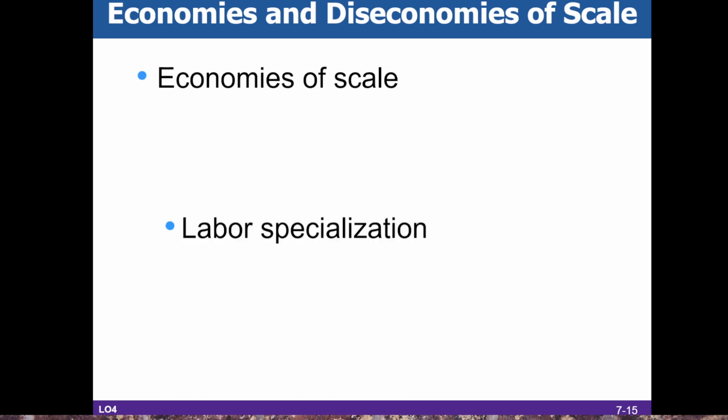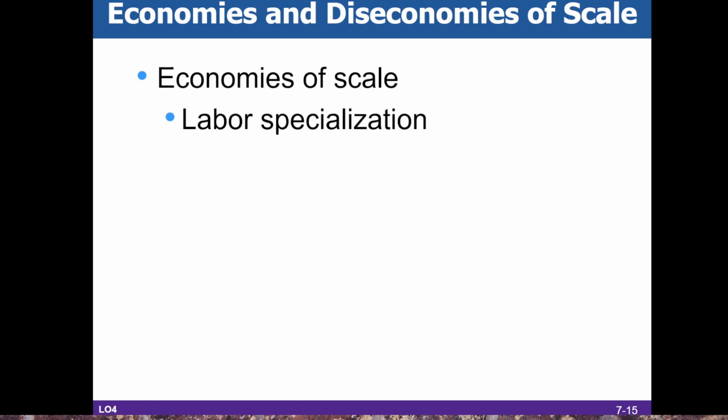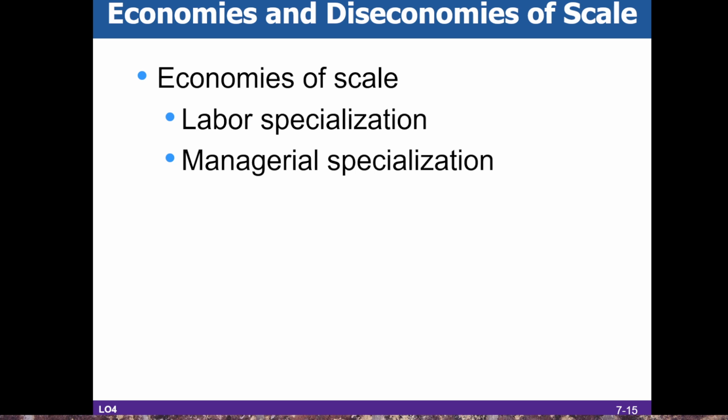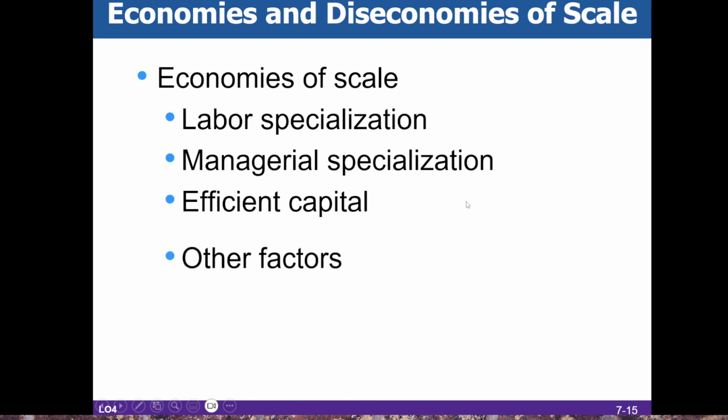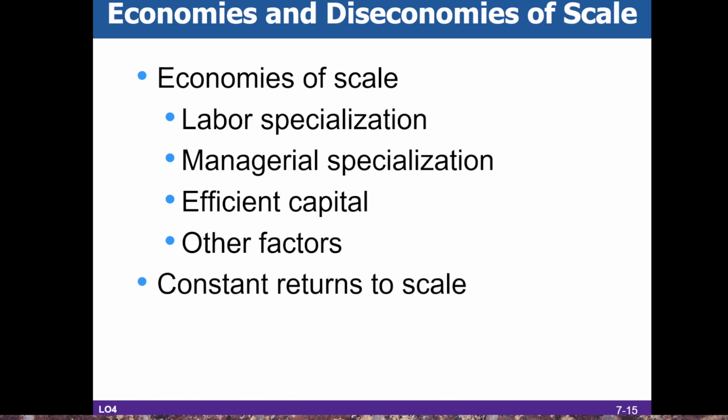We have economies of scale, where we have labor specialization, managerial specialization, and we have efficient capital. Other factors can play into economies of scale. So economies of scale says that as we produce more output, the cost per unit begins to fall. Okay, and then we have constant returns to scale, where the cost stays the same no matter what happens with the output.